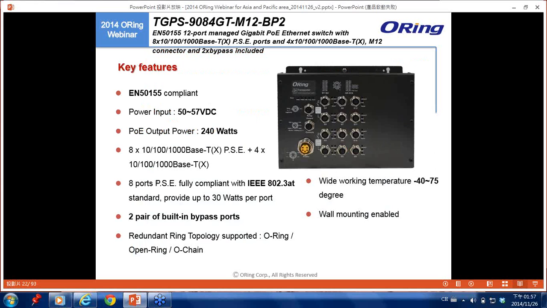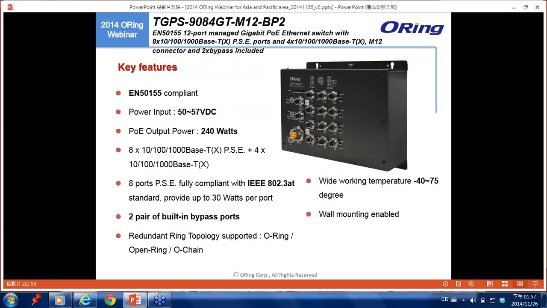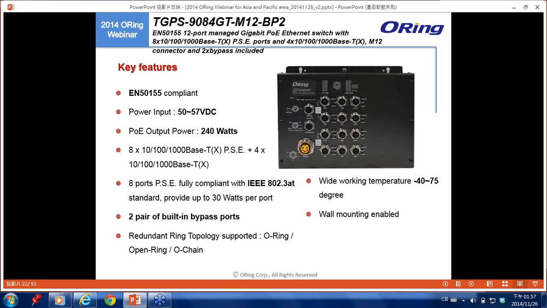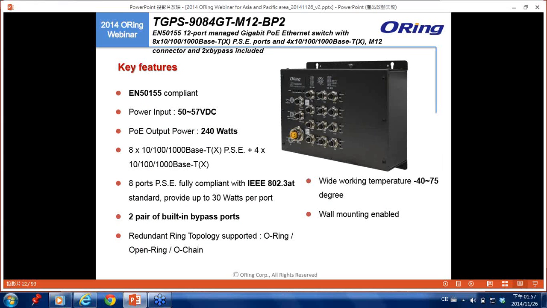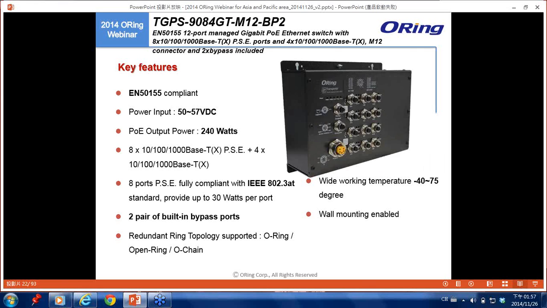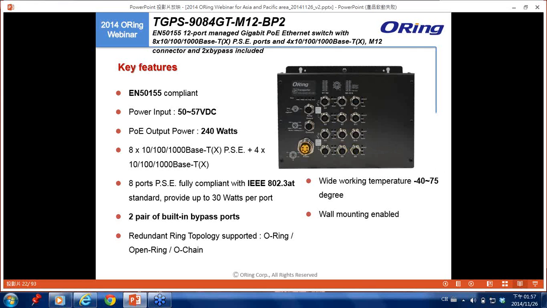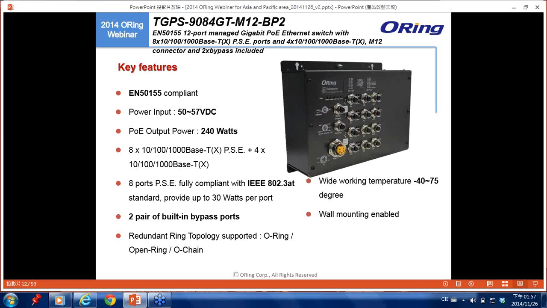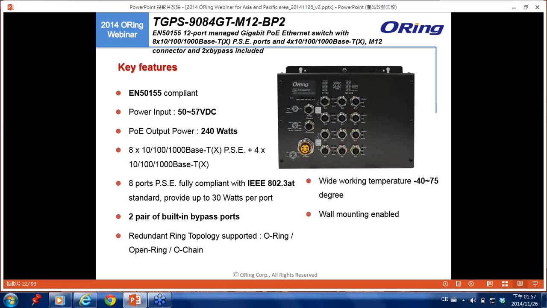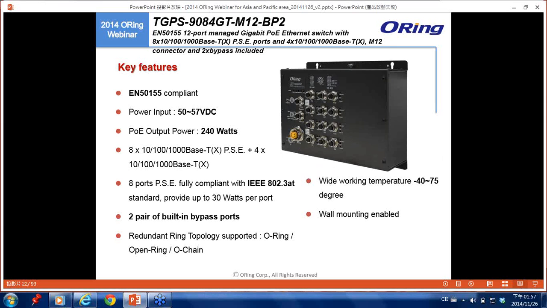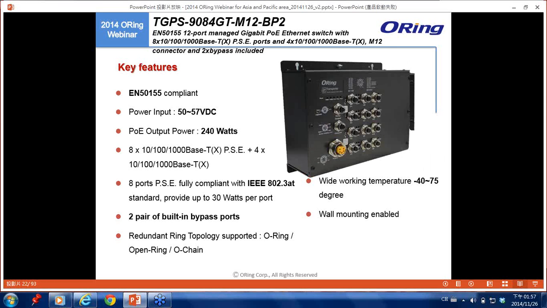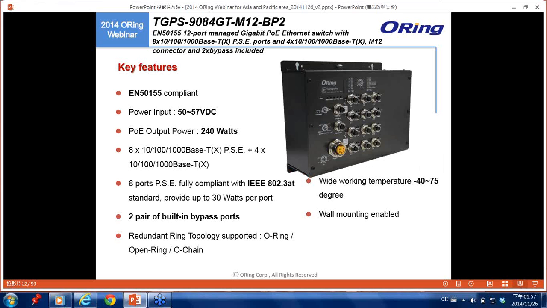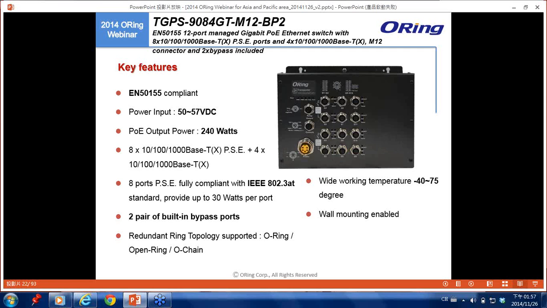TGPS 9084 and 1252 is a more advanced model compared to the previous two. This model is a 12-port managed gigabit PoE Ethernet switch. For the previous two models, it's mostly 1000 Ethernet ports, and for this one, it's TGPS 9084. That means all 12 ports are gigabit Ethernet, and we have 8 ports of gigabit PoE ports.